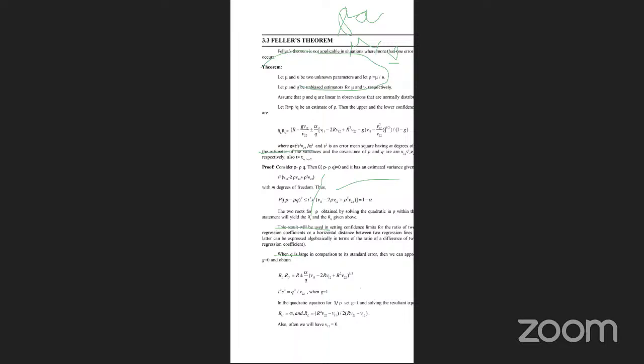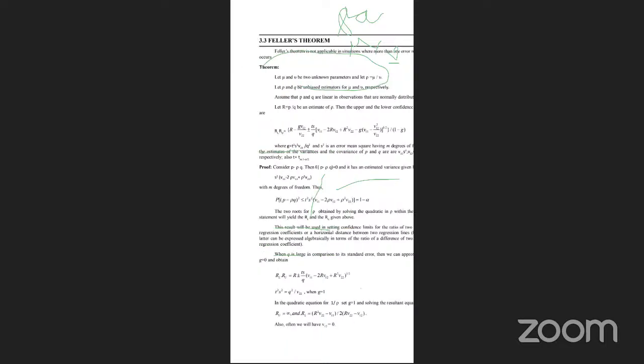And P and Q here are estimators. Actually, we know that P and Q are probabilities, but here P and Q are the estimators of mu and nu. So assume that P and Q are linear in observations that are normally distributed, where R equals P by Q, be an estimate of rho.